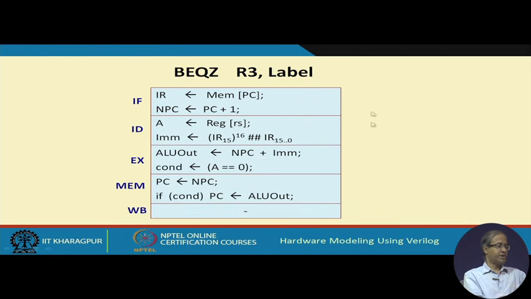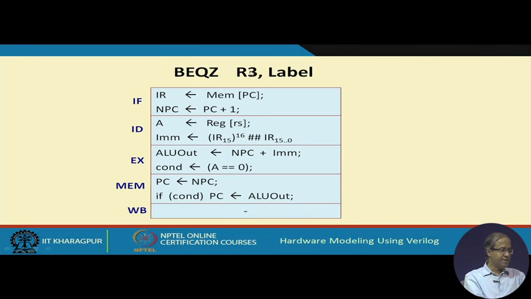And one example of a branch instruction is branch equal to 0. It checks whether R3 is 0 or not. If it is 0, then it jumps to the label. You see what is done here? Instruction fetch is again the same. In instruction decode, R3 is fetched into A, and the immediate offset is sign extended into IMM.